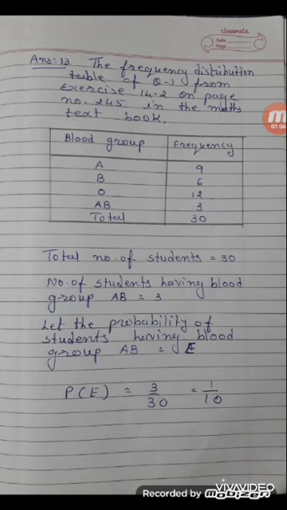Total 30 students. Here, the total number of students is equal to 30. The number of students having blood group AB is equal to 3. Let the probability of students having blood group AB be E. That means P(E) is equal to 3 upon 30 is equal to 1 upon 10.